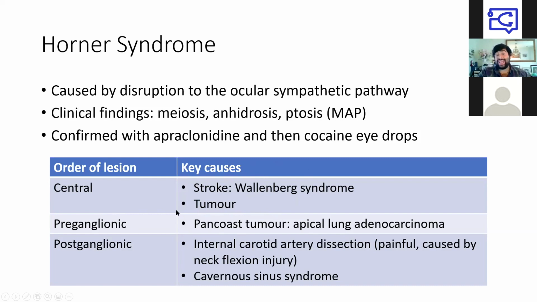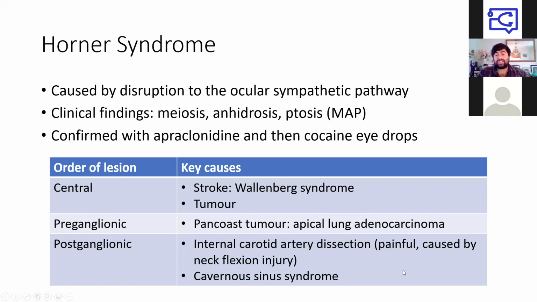And then the preganglionic causes essentially are thoracic pathology. So Pancoast syndrome is a very classical syndrome where you have an apical adenocarcinoma that's impairing the sympathetic outflow, so you get a Horner syndrome. And then postganglionic causes of Horner syndrome, a key one that I would think of is internal carotid artery dissection. So anyone who's got a flexion injury of the neck that has a painful Horner syndrome in an SBA, you need to be thinking about internal carotid artery dissection.